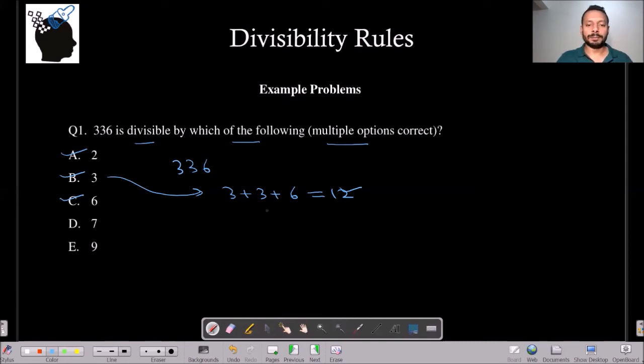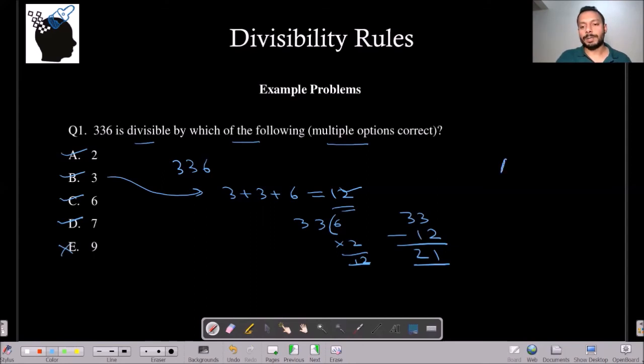Let's try with 7 now. So 336, let's take out the last digit, which is 6, and multiply by 2 to get 12. Subtract 12 from the remaining number, which is 33, to get 21. We know 21 is divisible by 7. That means 336 is also divisible by 7. We don't need to try with 9 because we already know the sum of the digits is 12, which is not divisible by 9. That means 336 is not divisible by 9. So the correct option choices are A, B, C, and D.